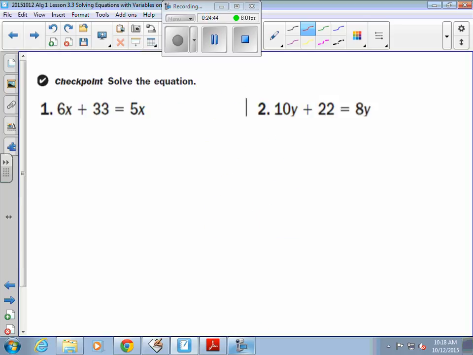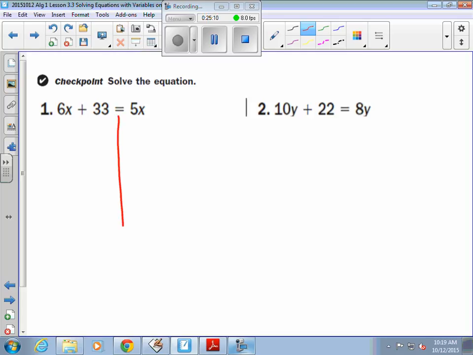And let's take a look at our checkpoint problems. 6x plus 33 equals 5x. Variables on both sides. What we've been doing up to this point is always bringing the smaller variable over to the larger one. 5 is clearly smaller than 6. But since there's 33 on the left, we would have to move 33 as well.